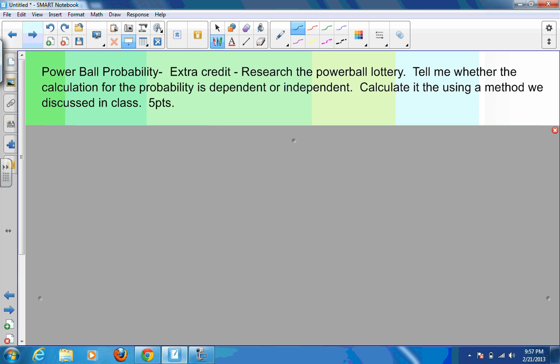All right, so here is an extra credit question that I want you to do. Again, it's extra credit, but given the last couple tests, some people may want to do this. I want you to research the Powerball lottery and tell me whether the calculation of the probability is a dependent or independent calculation. I then want you to calculate it using a method that we discussed in class, okay? And then write me a little bit about how you did it, okay? I want to see you research the Powerball lottery, and there's lots of websites for this. You can just Google it. Tell me if you're looking at this, is this independent or dependent calculations, and then actually calculate the chances of you being filthy rich from winning the lottery.